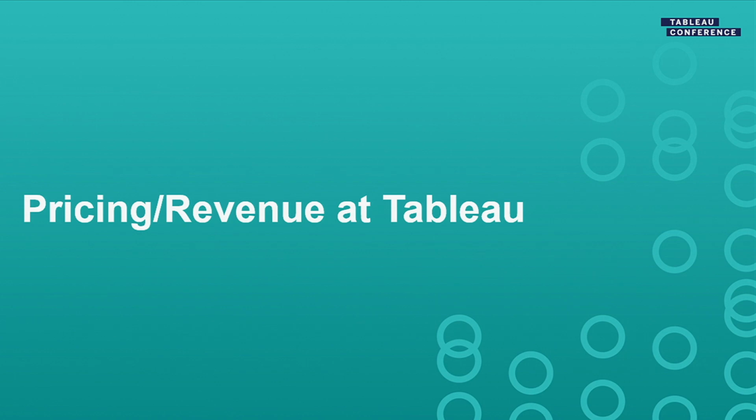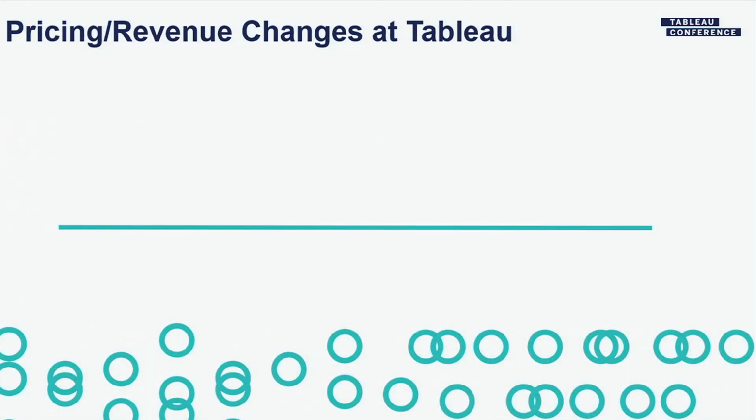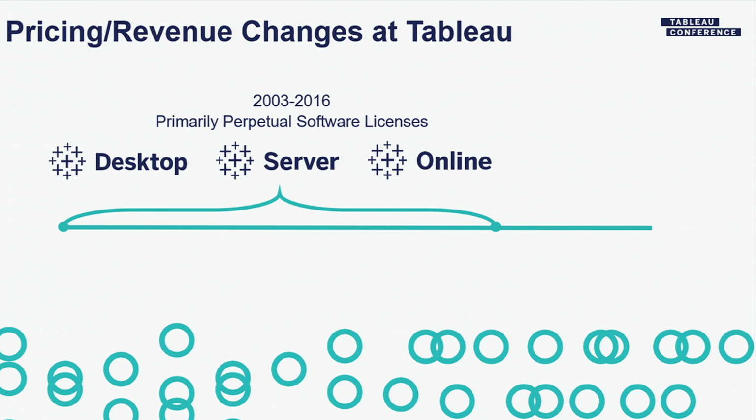So we've seen a number of pricing and revenue changes at Tableau. And again, I've been there for 6 years, since 2013, so I've seen a number of these myself. But if you're not familiar, for the longest time, we were predominantly a perpetual licensing company. We sold our desktop and our server product on a perpetual license basis. If you're not familiar with licensing, it's like selling the DVD, right?